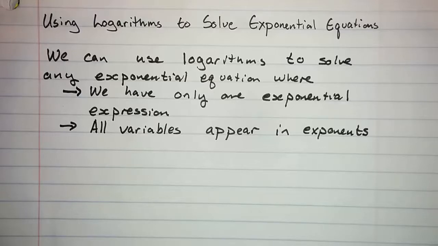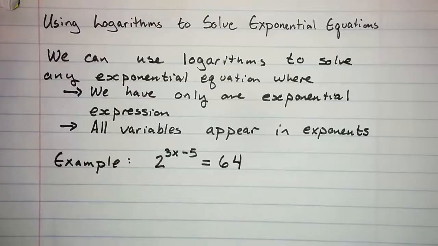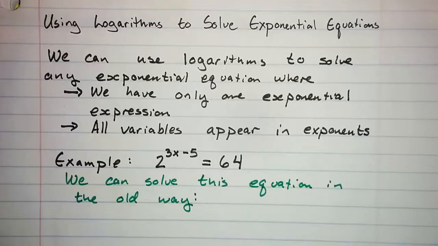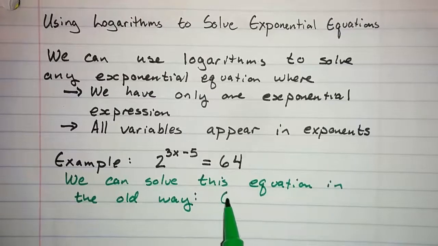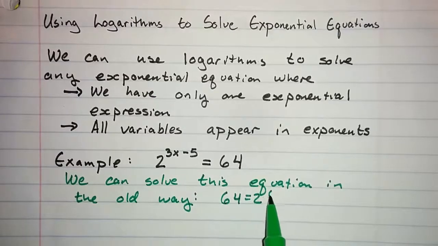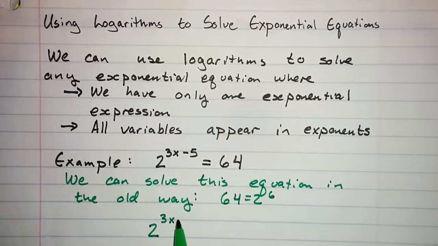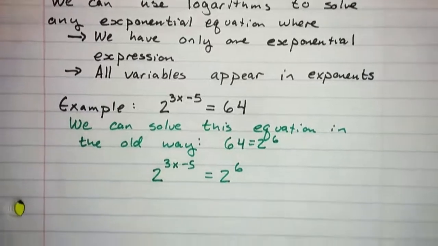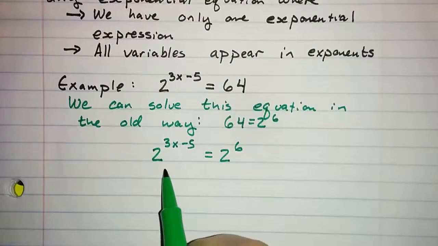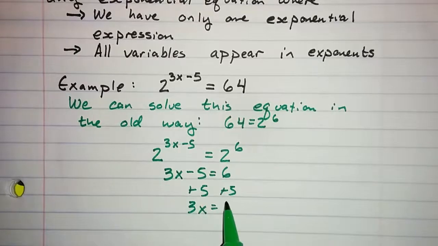So an example of an equation like this would be this equation, 2 to the 3x minus 5 equals 64. Now, it turns out we can solve this equation in the old way. Why? Because 64 is equal to 2 to the 6th. So we could say 2 to the 3x minus 5 equals 2 to the 6th. And thus, the exponents must be equal. 3x equals 11, so x is 11/3.